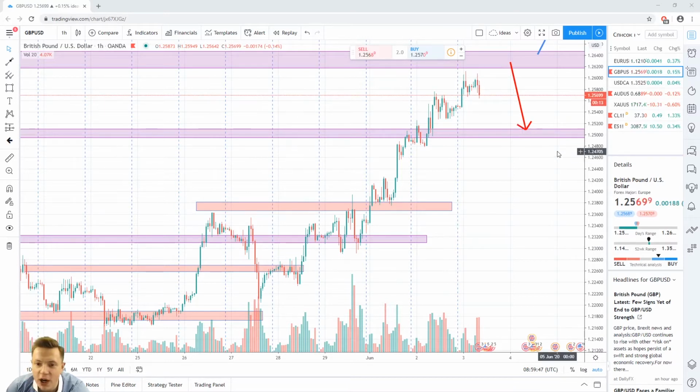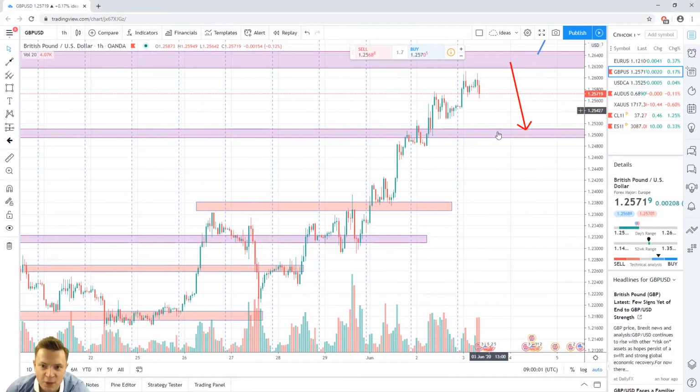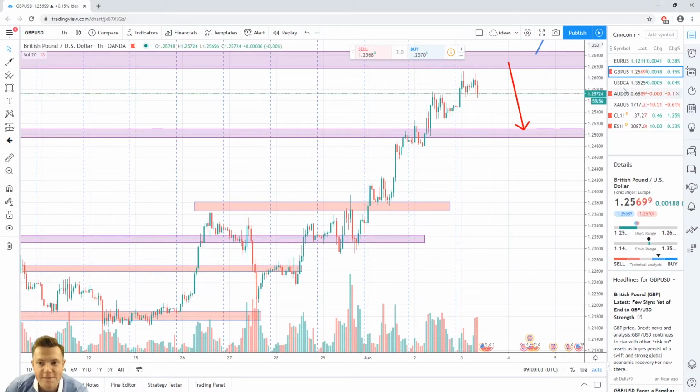The same if price breaks this level impulsively, it will be a nice opportunity to take a long, and your first target in this case will be around 1.27. But honestly, I'm more bearish on pound USD in this trading session. That's why I more expect the price to fall down until 1.25.